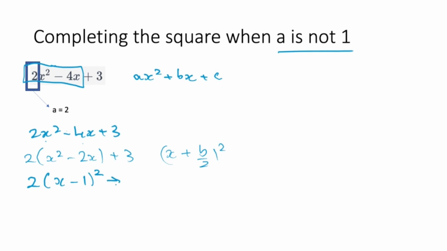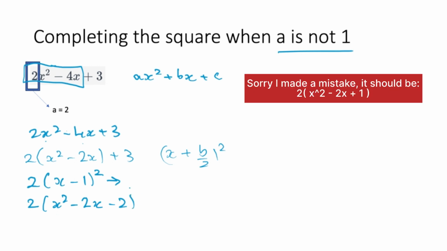And then you expand this bracket. So then this becomes 2x squared minus 2x minus 2. Then you expand again. So 2x squared minus 4x minus 4. So now you have your new quadratic expression. Now you want to compare this new quadratic expression with the original one. So in this case, to convert the new one to the old one, you add 7.